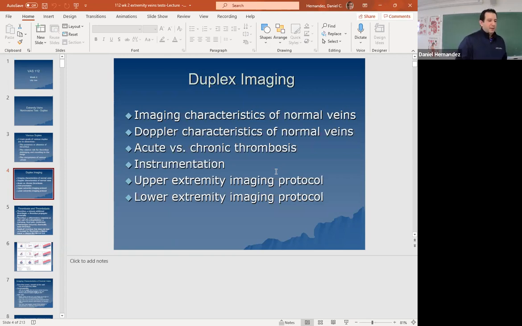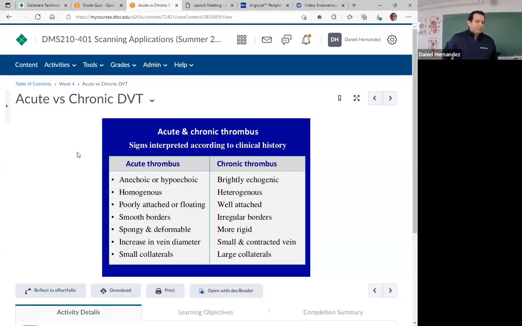So knowing what the normal characteristics of that particular vein segment is imperative to determine whether or not there's a potential obstruction. When we're assessing the thrombosis, we want to know, is the clot acute versus chronic? So I actually uploaded to D2L that little chart that I had that showed acute versus chronic. It's under week 2. So this is now on your chart for you guys to study.